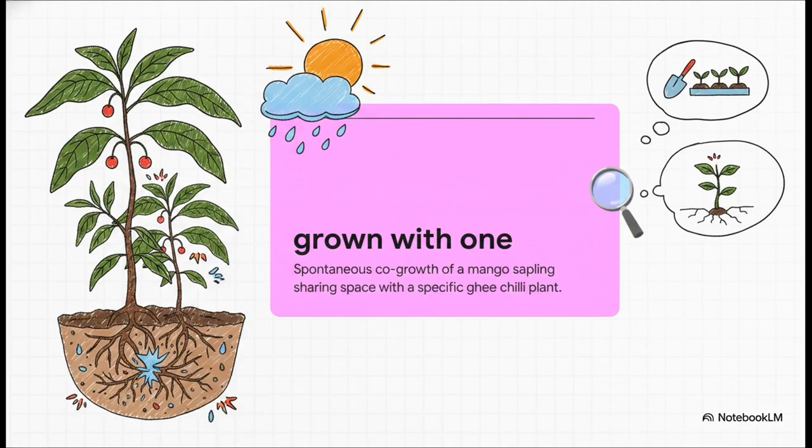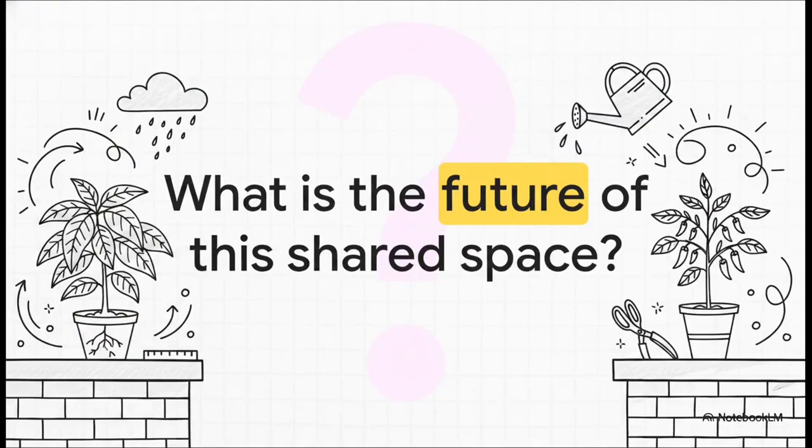Just imagine the intense resource competition happening beneath the surface of that container. They are literally fighting for the water, the nutrients, the root space. We've got this spontaneous, unexpected co-growth where a massive potential tree is intimately sharing the exact same localized environment as a delicate, specific chili plant. It's just an incredible testament to the persistence and opportunism of life. Which leaves us exactly here. The source text abruptly ends after those 25 words, giving us absolutely zero resolution. Just this fascinating snapshot in time.